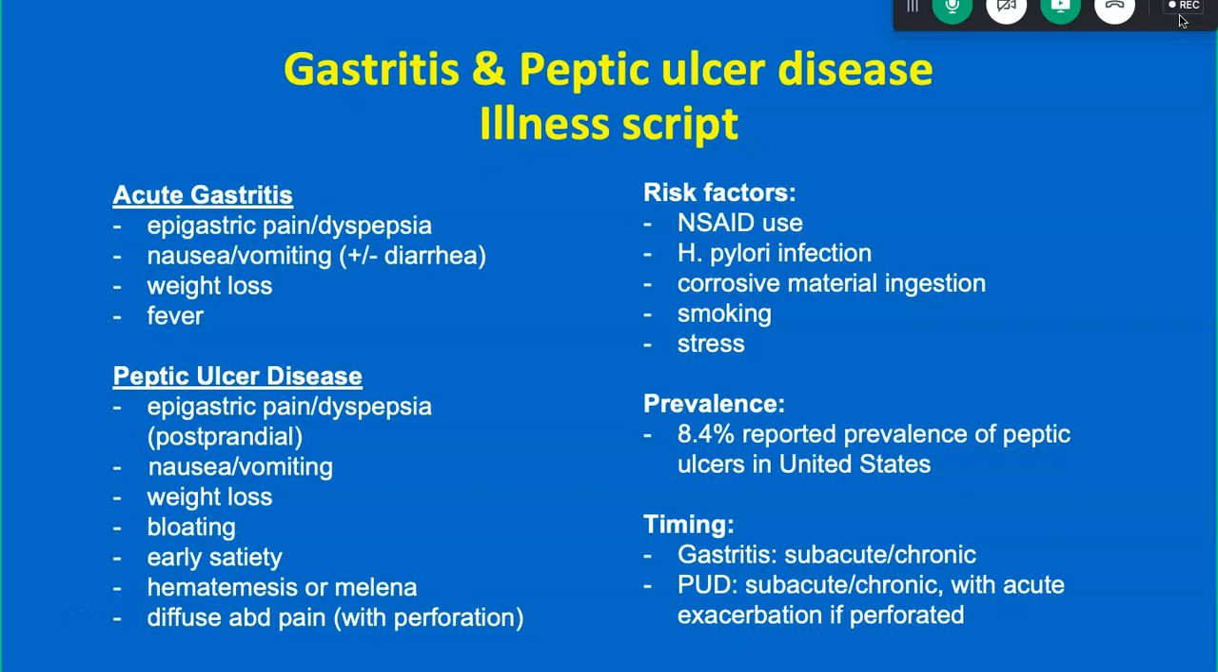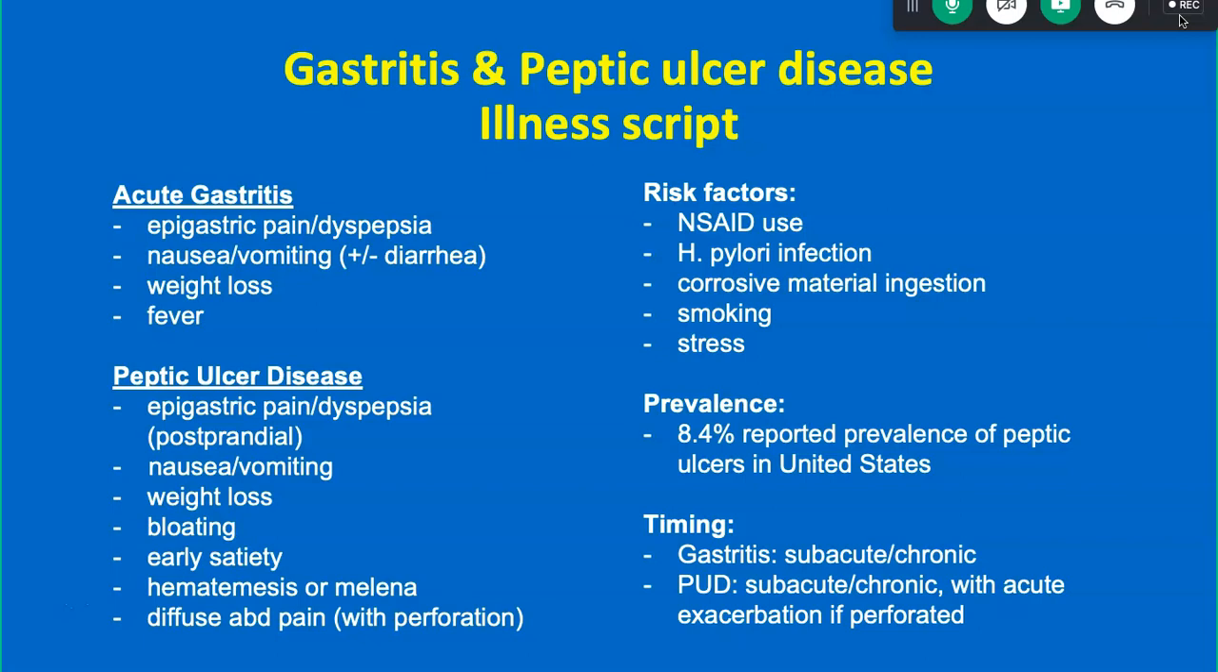Great. So the first group that we're going to talk about is gastritis and peptic ulcer disease. Gastritis is inflammation of the stomach; peptic ulcer disease is when you have ulcers in the stomach and duodenum. Gastritis oftentimes presents as an acute condition. You can have chronic gastritis as well. It's going to be associated with nausea, vomiting, you can have weight loss, and you can have fever. But it'll be a variable presentation depending on the severity of the illness.